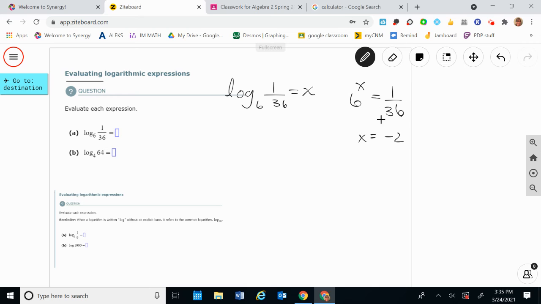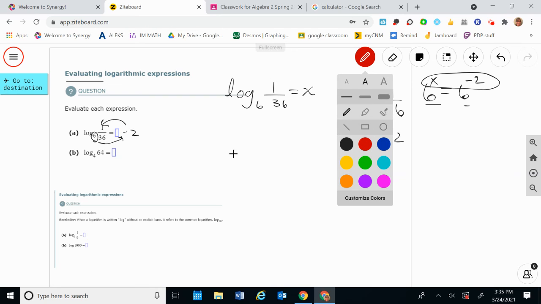And if you don't know that, 6 to the x is equal to 1/36 is 6 to the -2. The bases match, so we can equate their exponents. Now, some of you guys are probably better than me, and you could probably just look at it and be like, oh, that's -2, because 6 to the -2 equals 1/36. It's up to you.